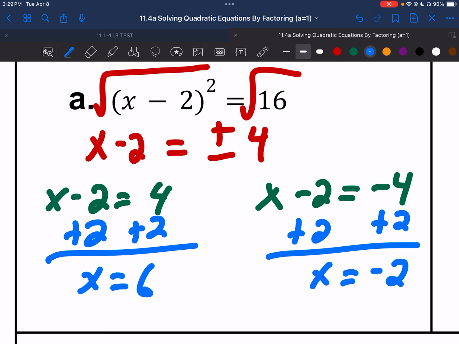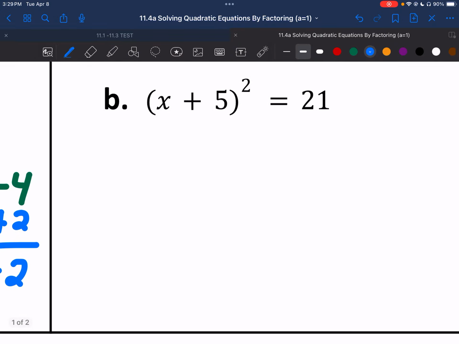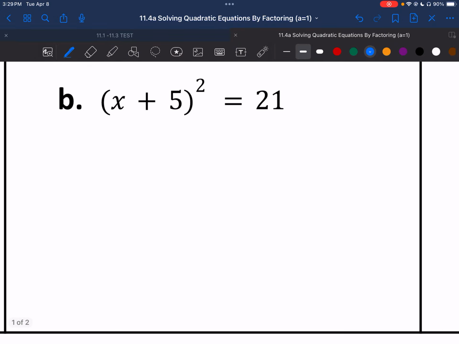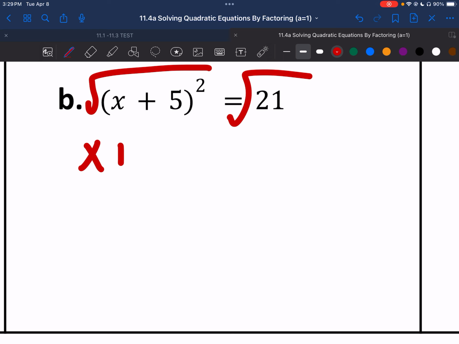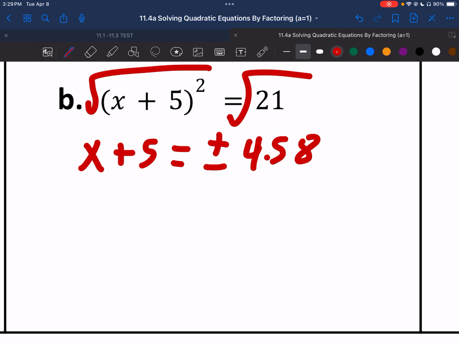All right, let's take a look at letter B. We've got x plus 5, the quantity squared, equals 21. So this is going to be one of those cases where when we take the square root, we are not going to be able to get a perfect square. So we're going to get x plus 5 is equal to plus or minus, the square root of 21 is 4.58 when we round it. So we split that into positive and negative versions.